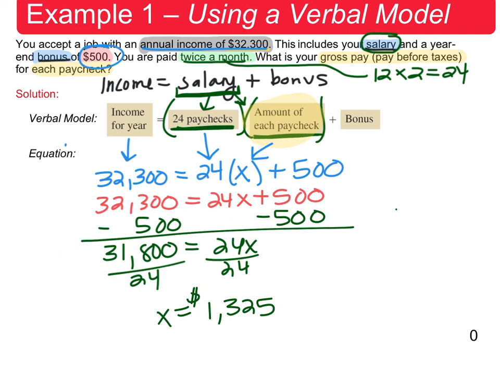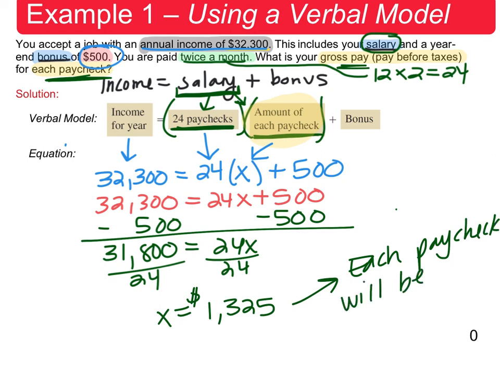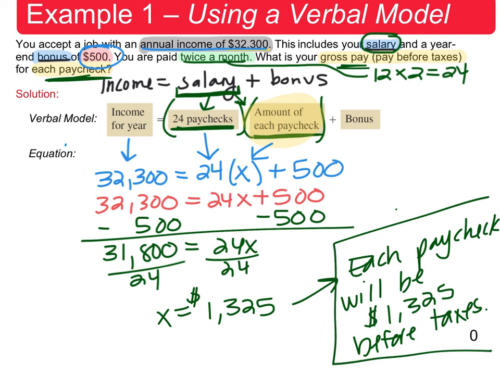So we want to find what is the gross pay of each paycheck. So I would like you to write out an explanation for these word problems. Word problem, word answer. I'm sure you've heard that before. So each paycheck will be $1,325. And then we do want to say before taxes, because taxes will get taken out, so the actual paycheck will be a little bit less than that. But that is a reasonable answer.